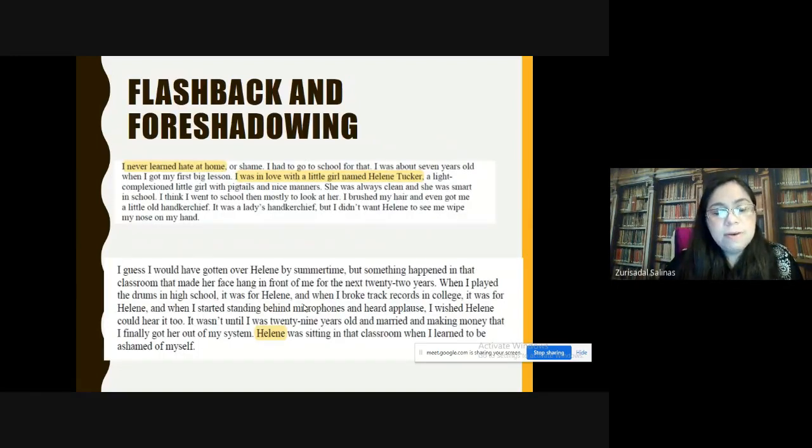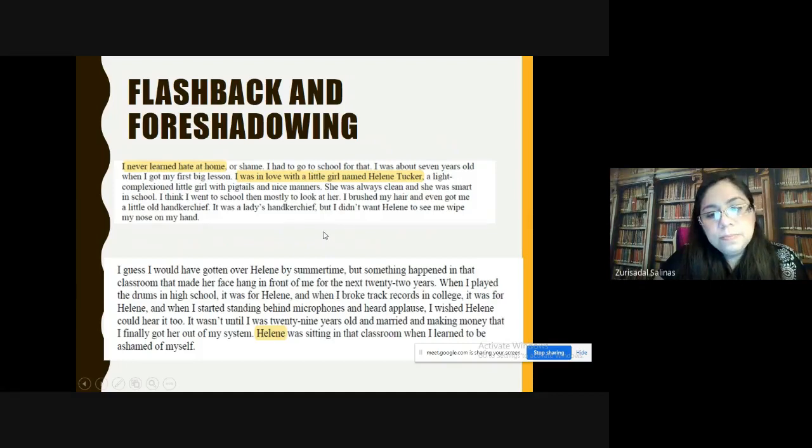So here's an example of a flashback and a foreshadow from the same story, Shame. "I never learned hate at home or shame. I had to go to school for that. I was about 7 years old when I got my first big lesson." So here is the flashback.